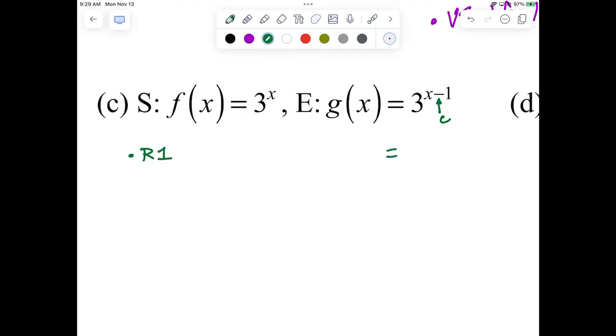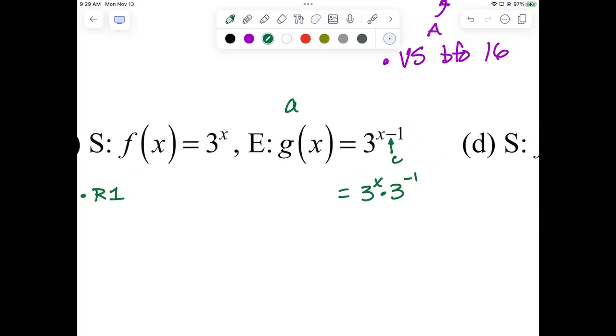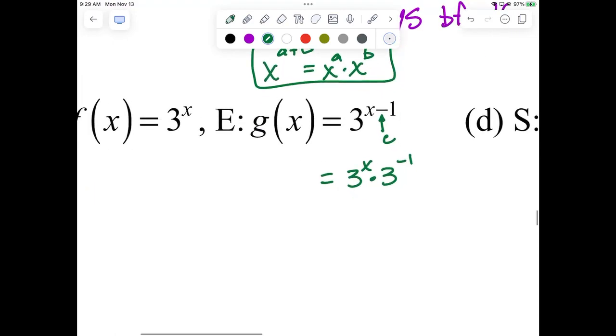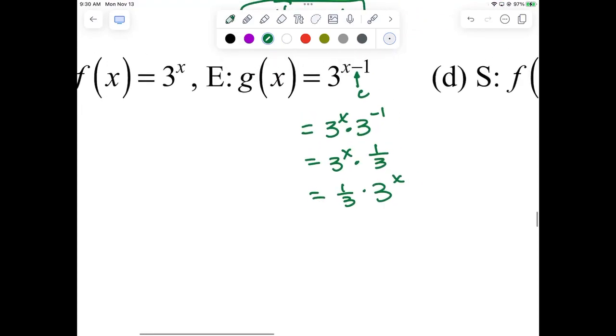To get it into something equivalent, here's what I need to do. I use this little property that says x to the a plus b is equal to x to the a times x to the b. That's the property that I just used. So 3 to the x minus 1 is 3 to the x times 3 to the negative 1. Now that's the same as 3 to the x times 1 over 3 to the positive first. And now I can bring the 1/3 out front and say it's 1/3 times 3 to the x. And that did the trick, right? Because now I took it from a c value to an a value.